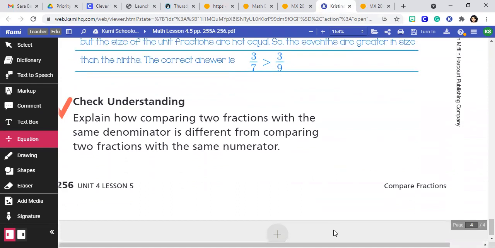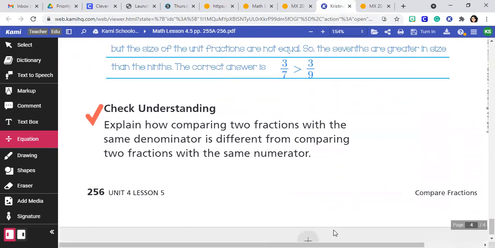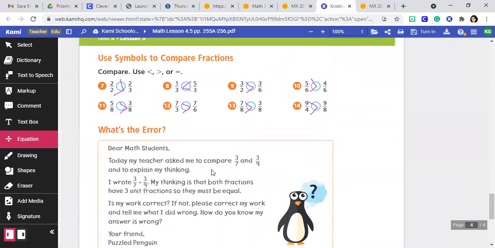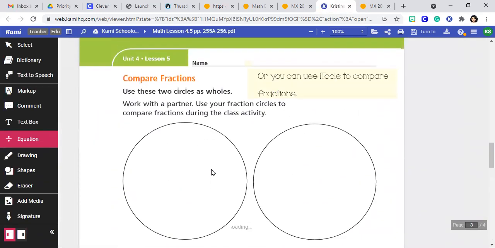Finally, this is what you're going to complete on your own for your teacher. Explain, again, how comparing two fractions with the same denominator is different from comparing two fractions with the same numerator. You're going to do a recap for me. So, third graders, that is the end of Unit 4, Lesson 5. Contact your teacher if you have any questions.